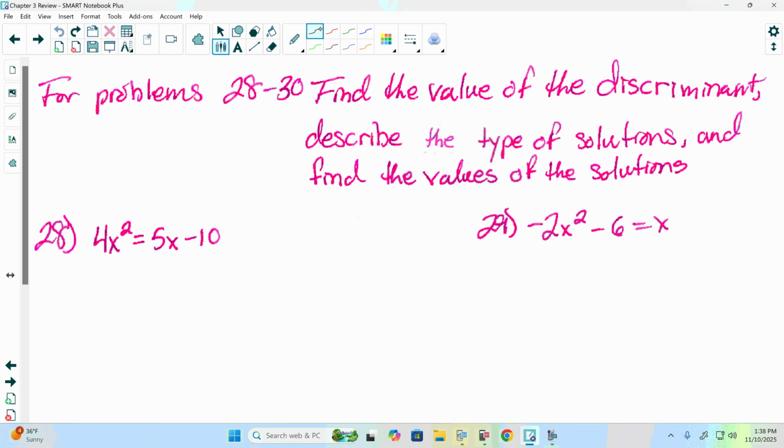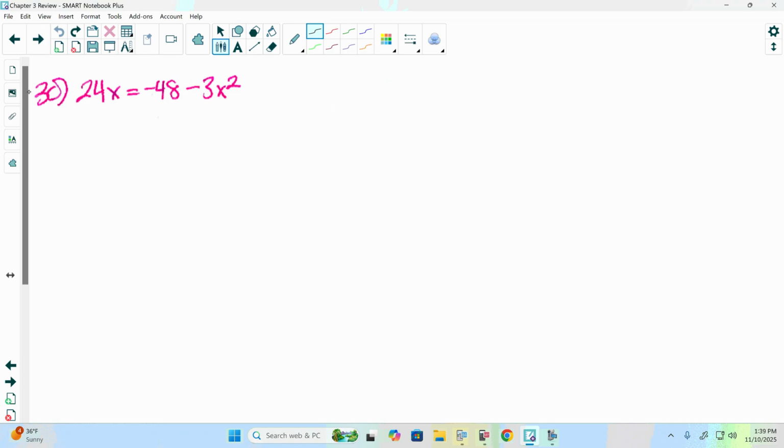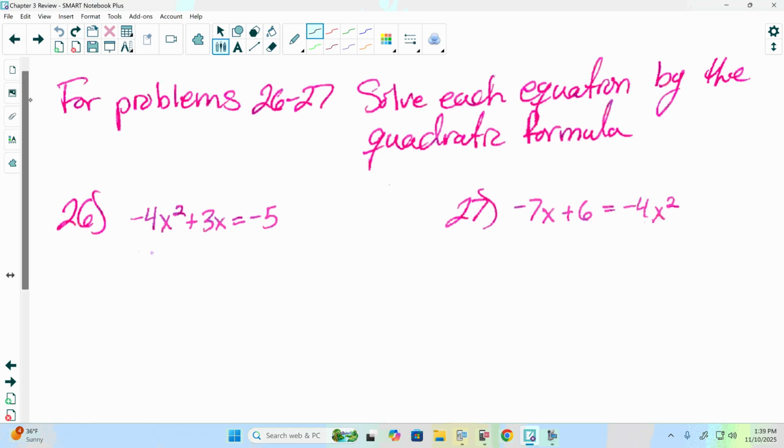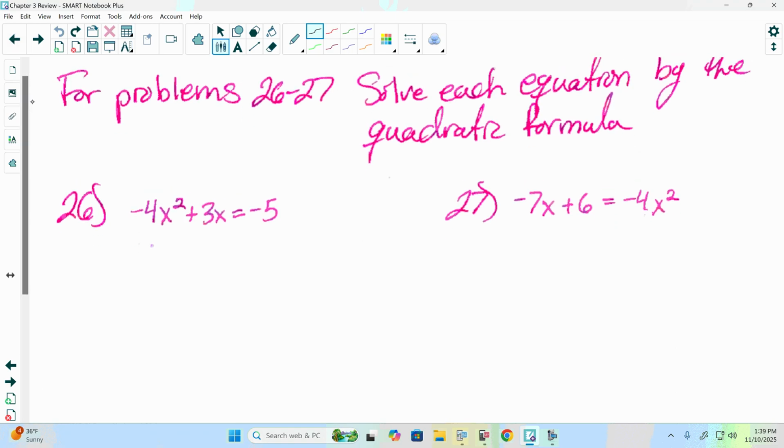All right. We got through the quadratic formula problem yesterday or Friday, yes? So we did one of these Friday? No. Or 26 or 27? No, we got it. Okay.